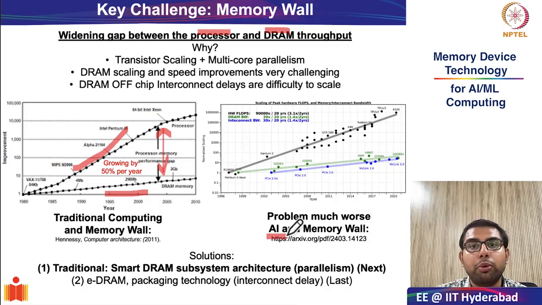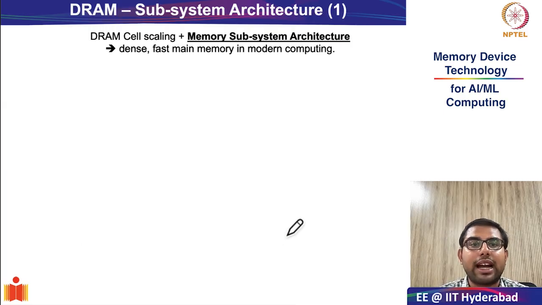Looking at the solutions, we discussed a traditional approach of building a very smart DRAM subsystem, which includes parallelism in the access of data from the CPU to the DRAM or main memory subsystem. There is also another approach, which involves embedded DRAM and improvements in packaging technology to reduce the interconnect delay. So in today's class, we will begin with understanding the DRAM subsystem architecture.